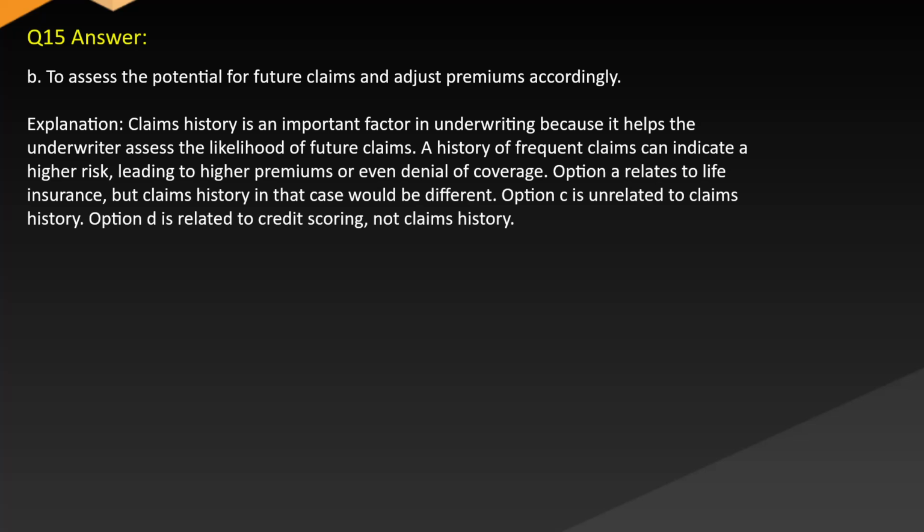Option A relates to life insurance, but claims history in that case would be different. Option C is unrelated to claims history. Option D is related to credit scoring, not claims history.